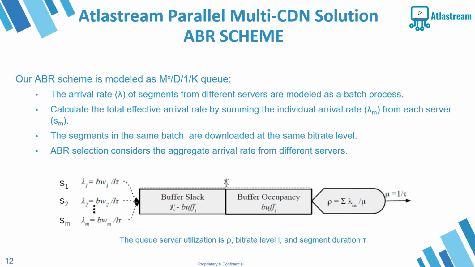The arrival rate, denoted by lambda, of segments from different servers is modeled as a batch process. Then it calculates the total effective arrival rate by summing the individual rates lambda_m from each server S_m. The segments in the same batch are downloaded at the same bitrate level. Then the ABR selection considers the aggregate arrival rates from different servers.